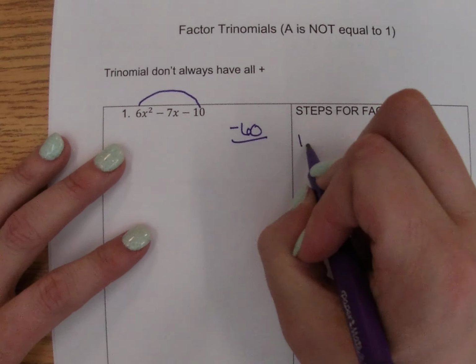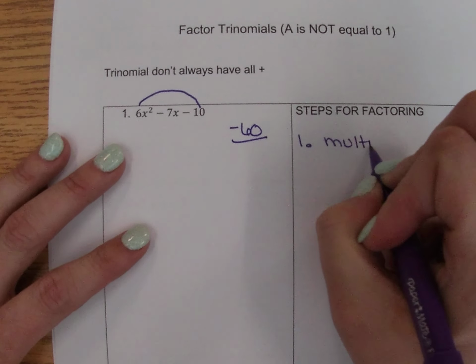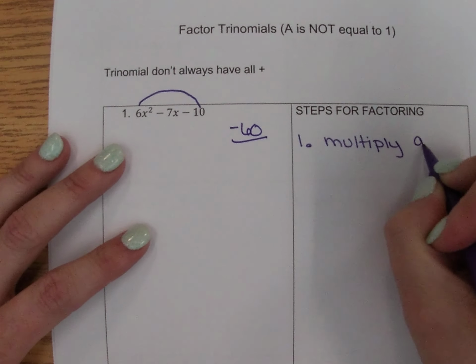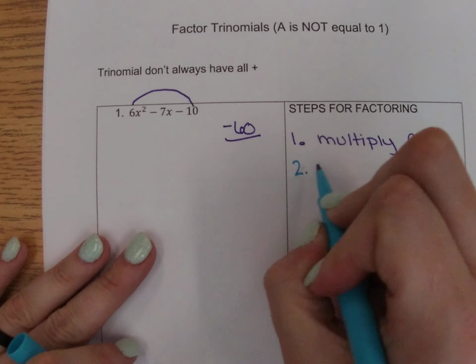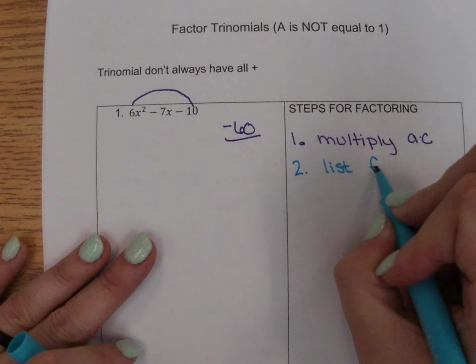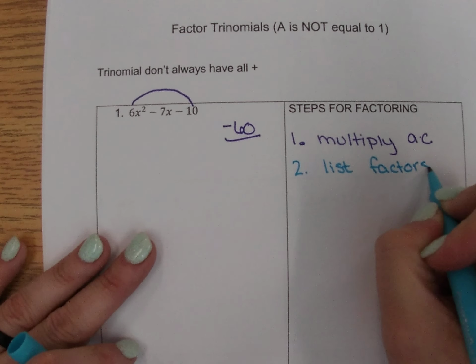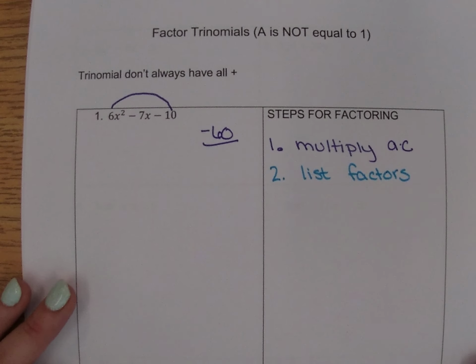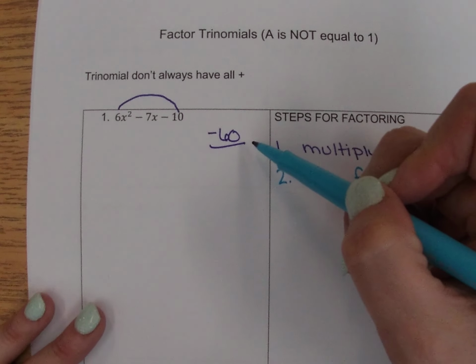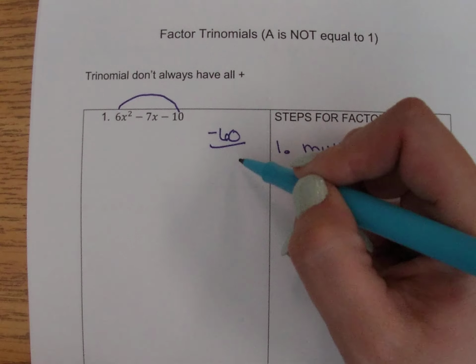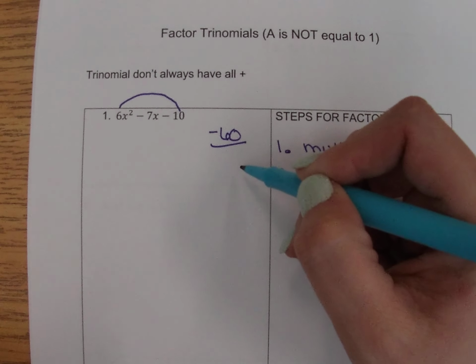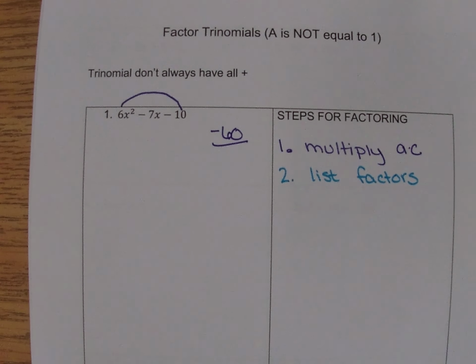Here's the catch. Our first step is to multiply a times c, just like we said before. And also, just like we've said before, our second step is to list the factors, those multiples, numbers that multiply up to it. Here's the problem. Negative 60 has sets of 1 and negative 60, but also negative 1 and positive 60. So our list becomes twice as long by this being a negative.